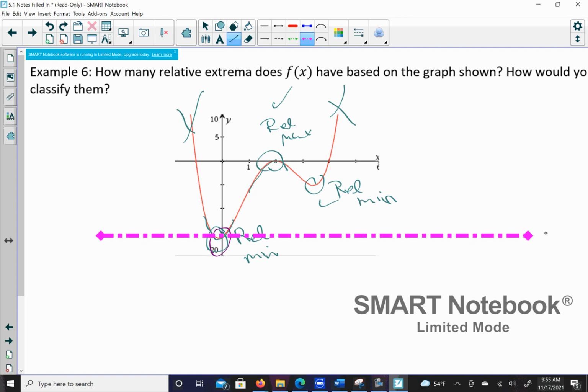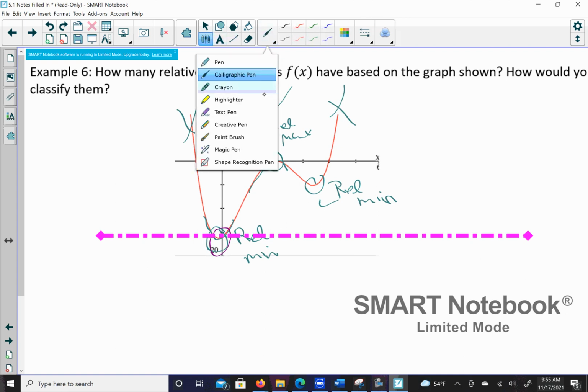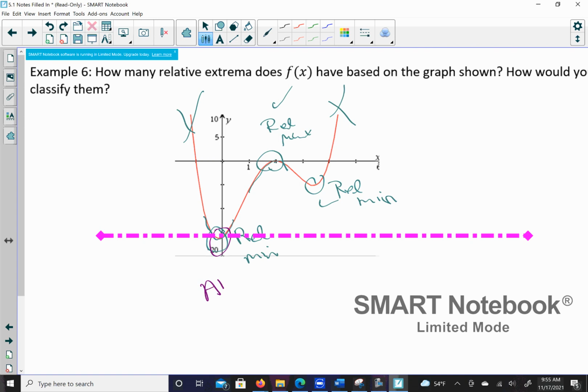So not only is that going to be a relative min, that is also going to be an absolute min. So I'm going to say absolute min as well. So relative max only, relative min only, both relative min and absolute min. And it's important that I know that it's a relative min as well as an absolute min, because at a relative min, I know that I have a critical number there. That's part of the definition.